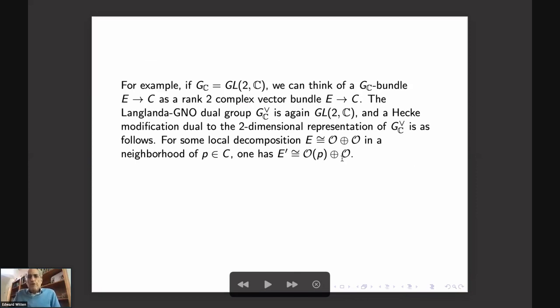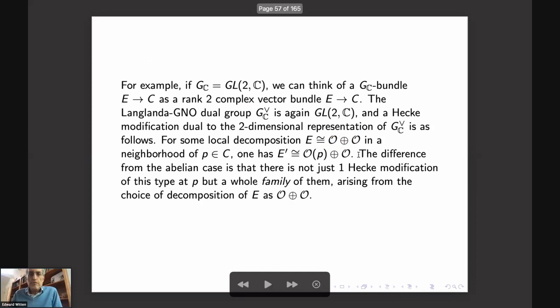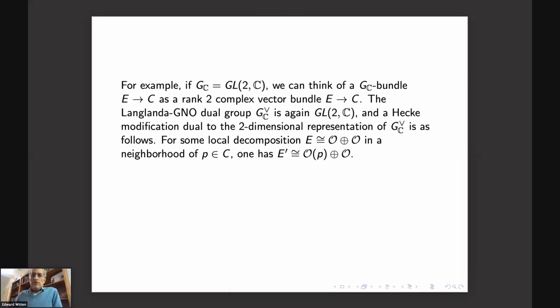So O of P plus O is a rank 2 bundle that's isomorphic to E away from P with an obvious isomorphism. And that isomorphism will extend over the rest of C, even though this description didn't, or might not have. So that's an example of a Hecke modification of a rank 2 bundle of a minimal type. Minimal type means it's dual to this 2-dimensional representation.